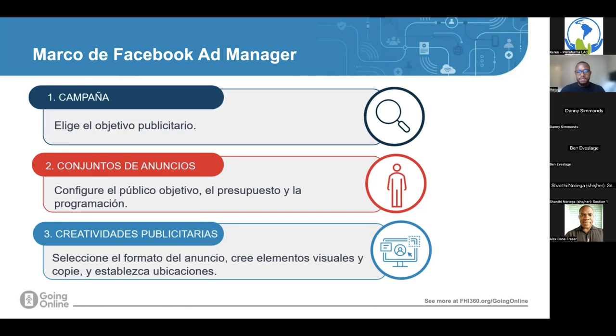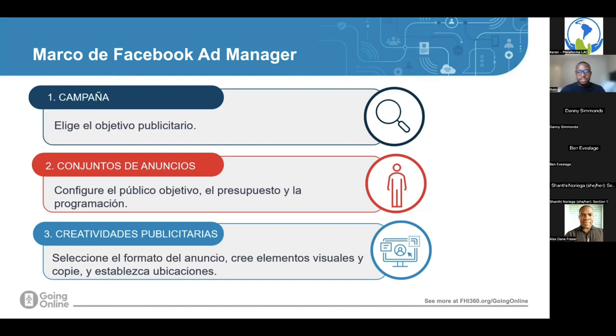We then have a second step, which helps you break down the overall campaign objective into ad sets. Now, these ad sets are basically subsets of your overall campaign, where you can configure the target audience of that campaign. You can separate your campaign into different budgets and schedule each segment of the campaign to reach different types of audiences. This allows you to be more precise in your targeting, allows you to allocate your resources more effectively in order to reach your campaign objectives.